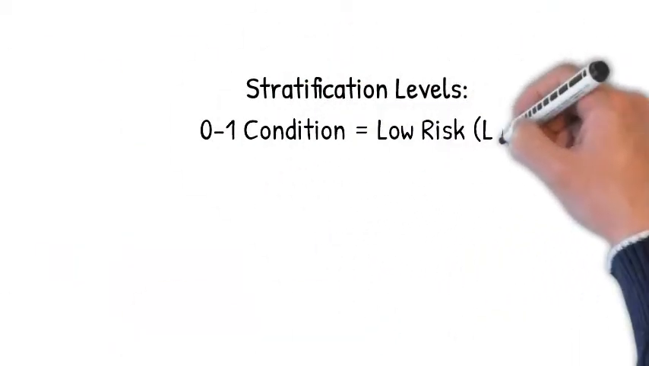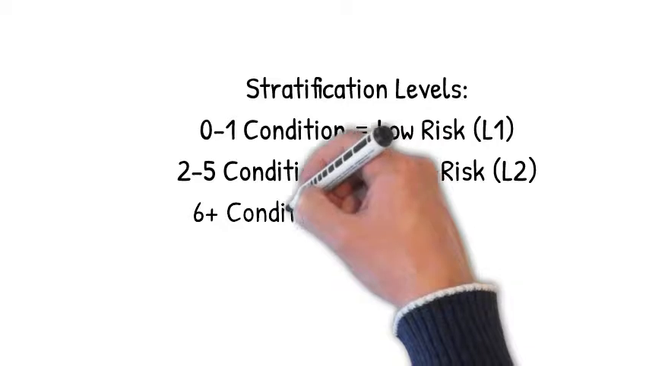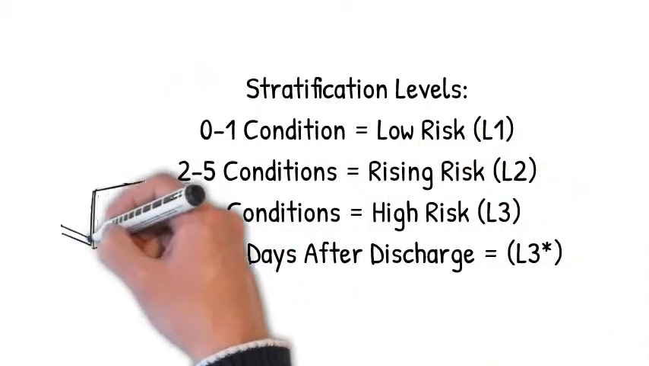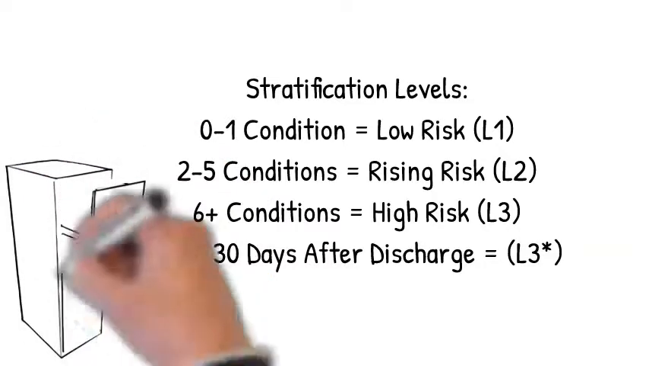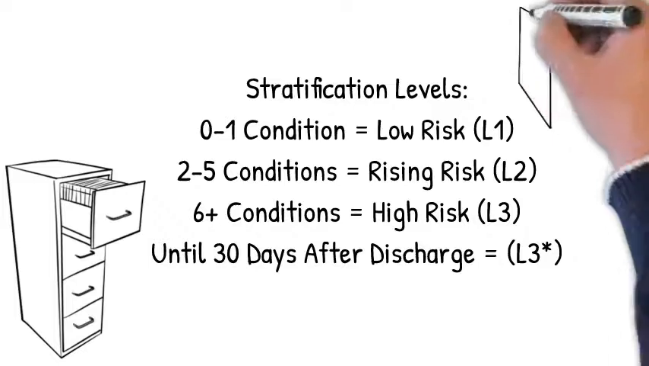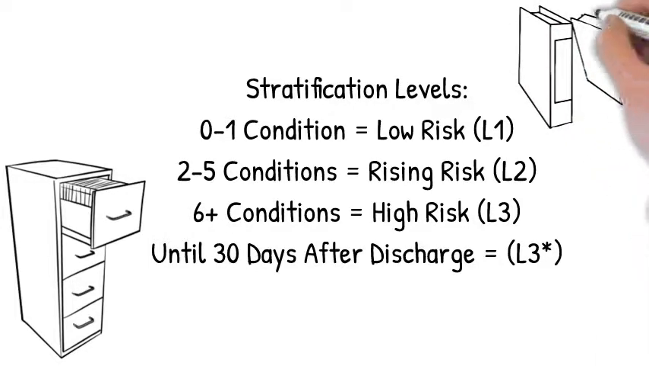In the OnePartner stratification model, 0 to 1 condition are classified as low risk or L1. Patients with 2 to 5 conditions are classified as a medium or rising risk at L2, and 6 or more chronic conditions classifies the patient as a high risk or L3. We also have an L3 star category for patients that have recently been discharged, and they will hold this status for 30 days after the discharge.